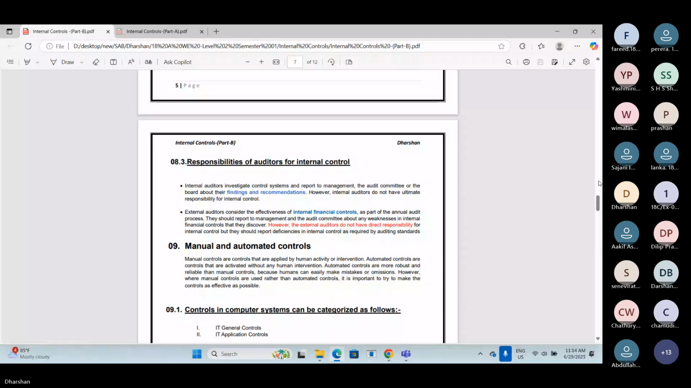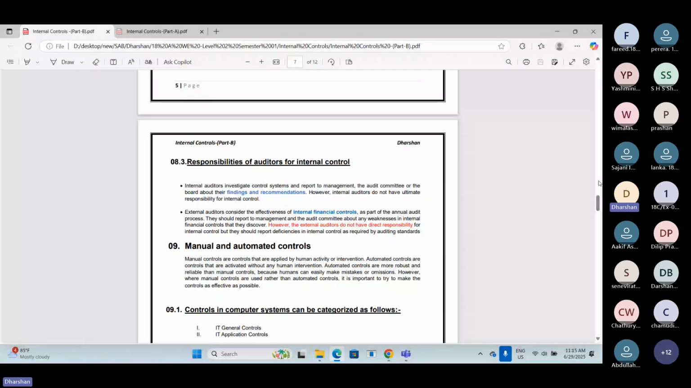Third point: if they find any weaknesses or observations or findings, those findings will be communicated with recommendations to management or the board of directors.